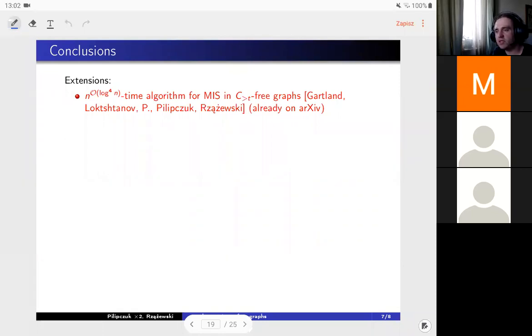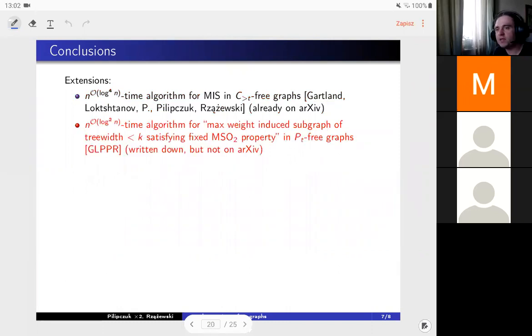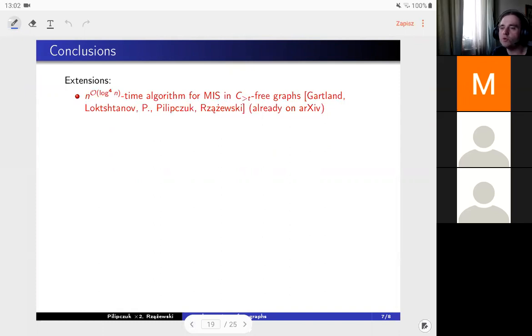Essentially, they posted on arXiv, then we posted our work on arXiv, and this will be a joint paper soon. This thing is already on arXiv in two parts, so there's their algorithm, then our algorithm, but it's already up there. What we have already written but not put on arXiv was that, okay, so this is one direction you can go, to C-more-than-t-free graphs.